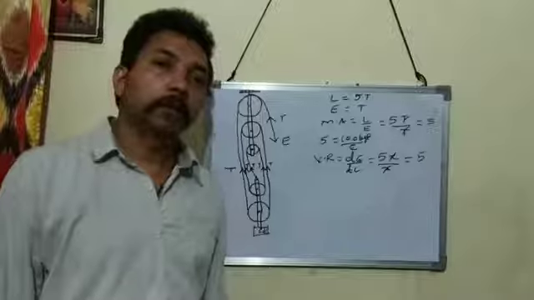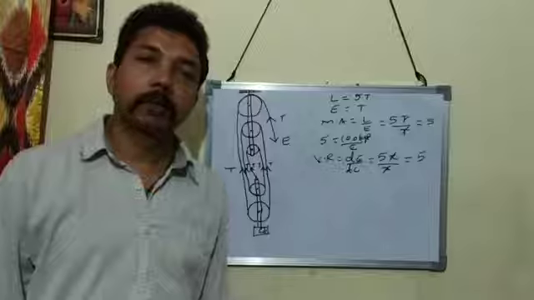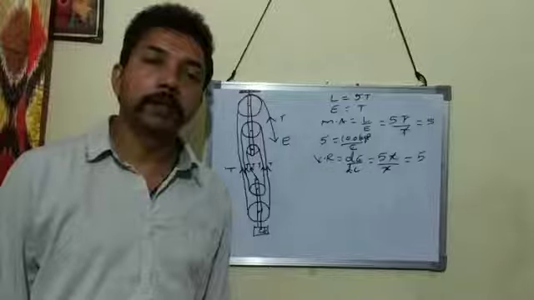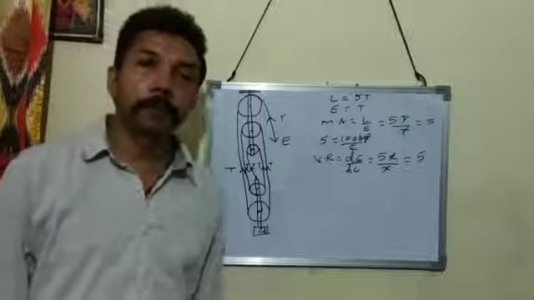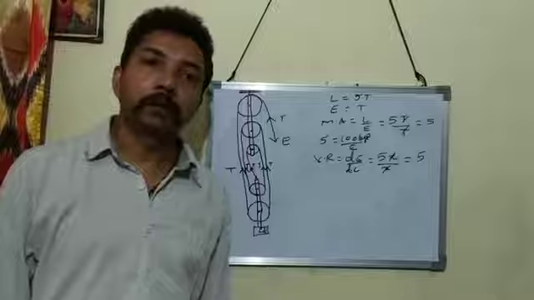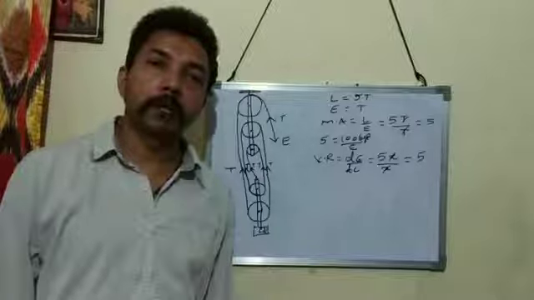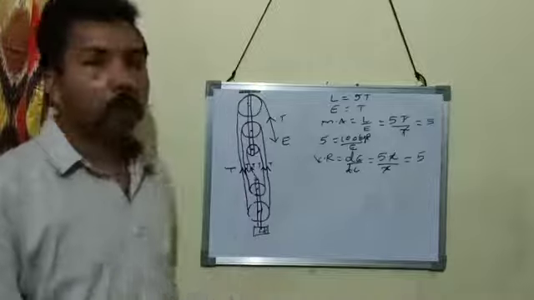Suppose you have to draw a block and tackle system of 7 pulleys, then in the upper block you have to draw 4 pulleys and in the lower block 1 pulley. So this is the main point which you have to remember in the case of odd number. In odd number, the number of pulleys in the upper block is 1 more than the number of pulleys in the lower block. And you have to start the string from the lower block.